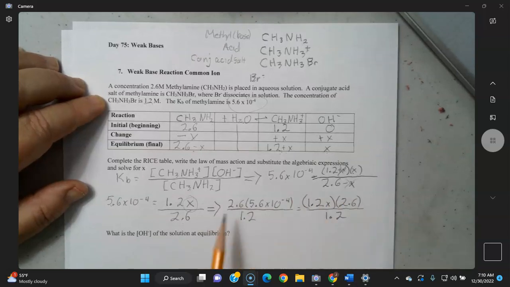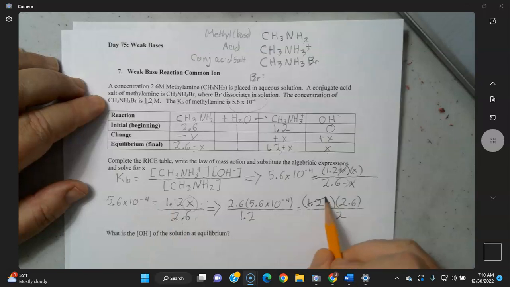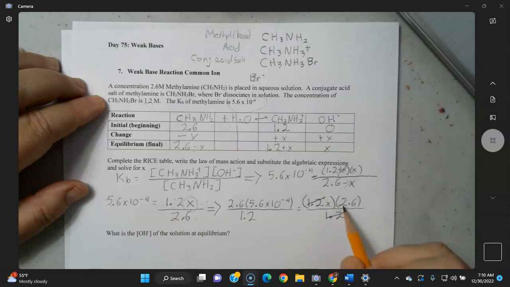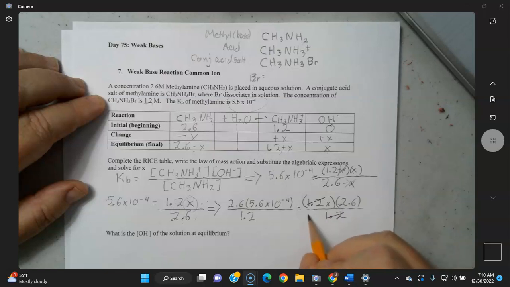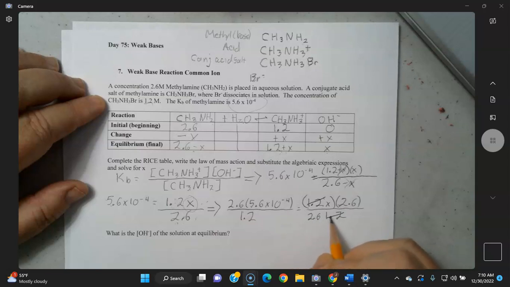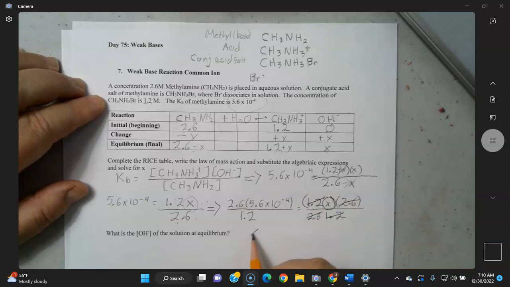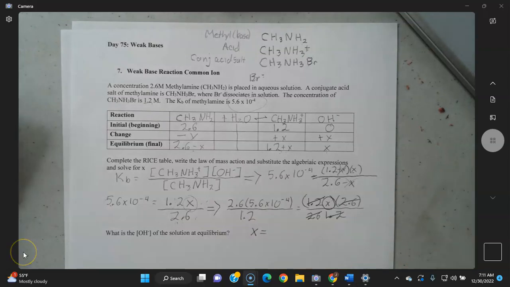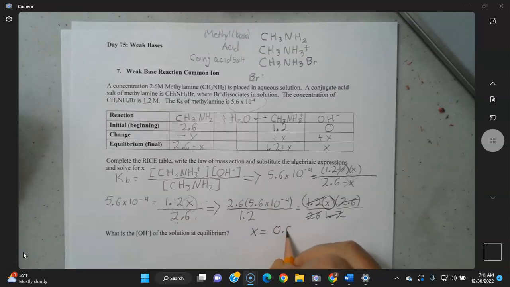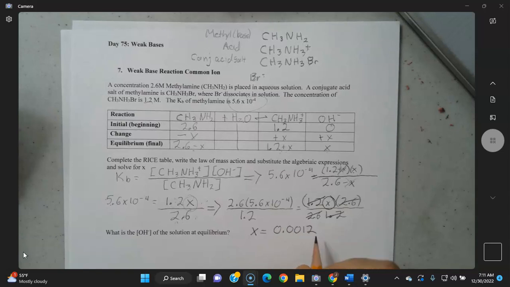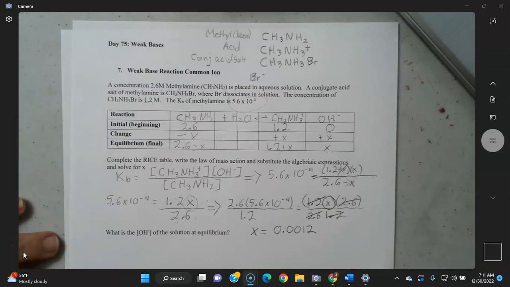So again, what we did from this step is we multiplied both sides by 2.6 and divided both sides by 1.2. Cancel. And whoops, I forgot to write the 2.6. That's the one that was already there. So cancel and cancel. Now all we have is x by itself. So x equals all of this, so we're going to multiply all of that together. And we get this for x. So there's our value of x.